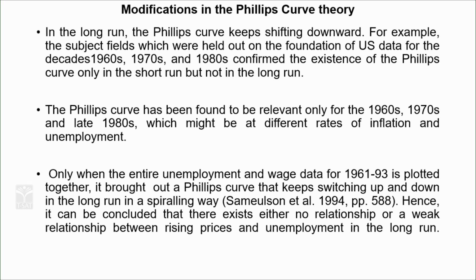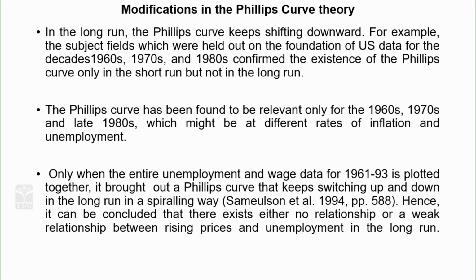But only when the entire unemployment and wage rate data for 1961 to 1993 was plotted together by subsequent economists did they bring out a Phillips curve that keeps switching up and down in the long run, in a spiraling way.